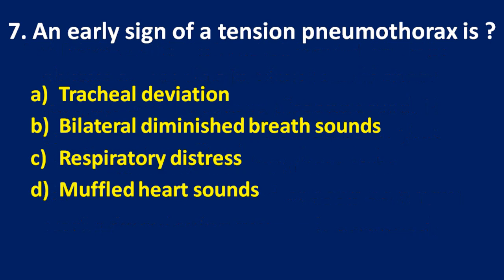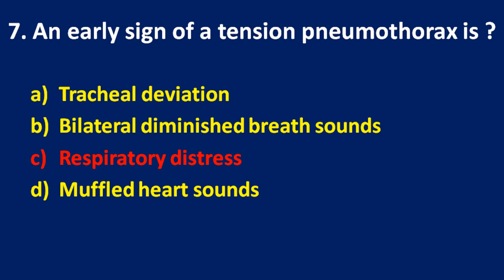Seventh question. An early sign of tension pneumothorax is: Option A, tracheal deviation. Option B, bilateral diminished breath sounds. Option C, respiratory distress. Option D, muffled heart sounds. Correct answer is option C.